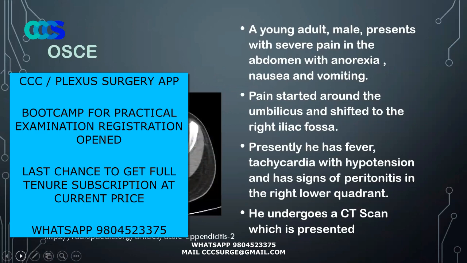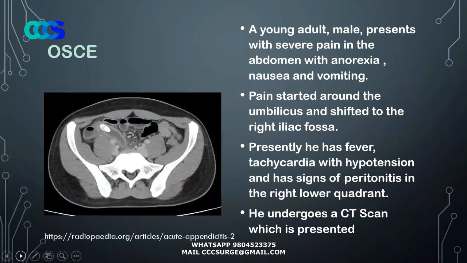A young adult male presents with severe pain in the abdomen with anorexia, nausea, and vomiting. The pain started around the umbilicus and then shifted to the right iliac fossa. Presently, he has fever, tachycardia with hypotension, with signs of peritonitis, particularly more in the right lower quadrant. He has rebound tenderness, and it's beginning to become quite hard, with cardboard-hard rigidity.